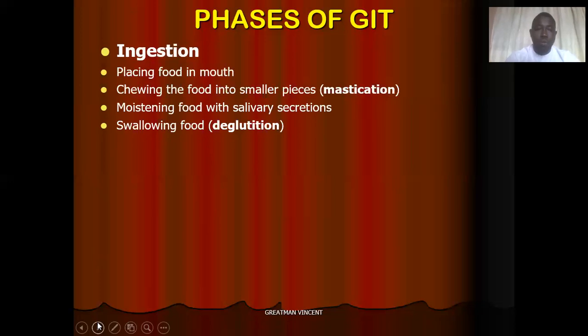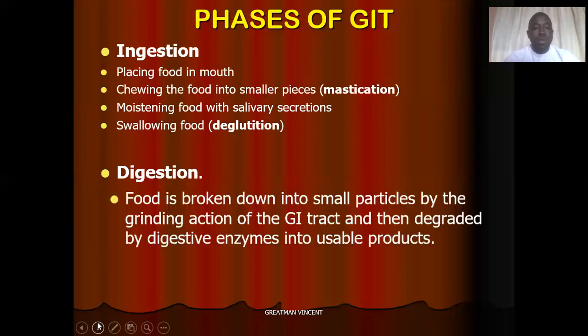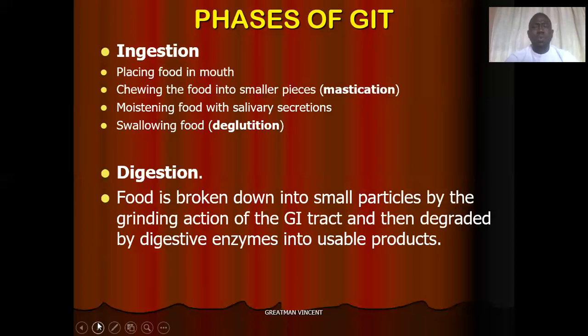Another phase has to do with what we call digestion itself. It is because of this reason that I wouldn't want to call it the digestive system, but I prefer the word gastrointestinal tract, because even though it is called the digestive system, digestion is just one phase of the whole phases. So with digestion, we are talking about the process where food is being broken down into small particles by grinding actions of the GI tract, and then further degraded by some digestive enzymes.